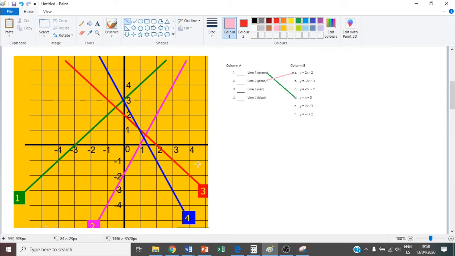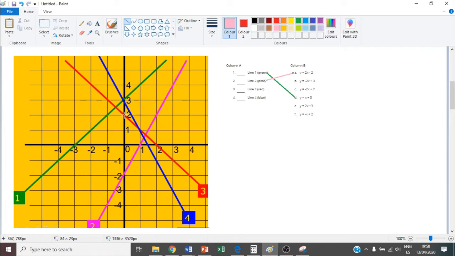Next one's the red one, and the red one seems to be going downwards. So I'm looking for a negative gradient on this one. It's going downwards as I go across to the right. And my y-intercept, the easiest thing for me to find is where it crosses the y-axis at 2. So for the red line, I'm looking for a y-intercept of 2 and a negative gradient. So I'm looking here. That one's a positive 2 y-intercept and a negative 2 gradient. It could be that one. Or that one's a positive 2 y-intercept and a negative 1 gradient.